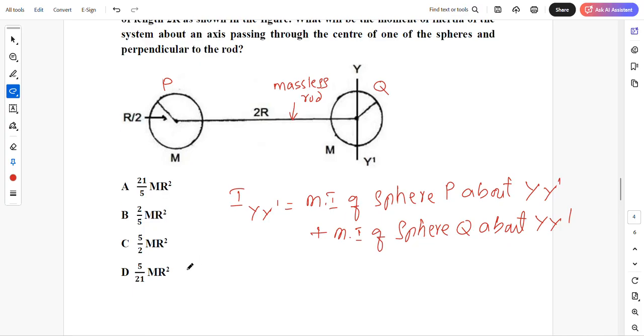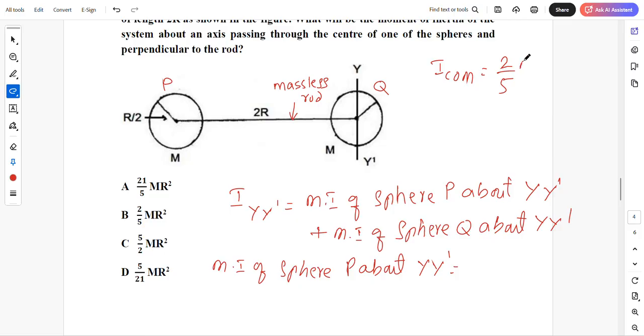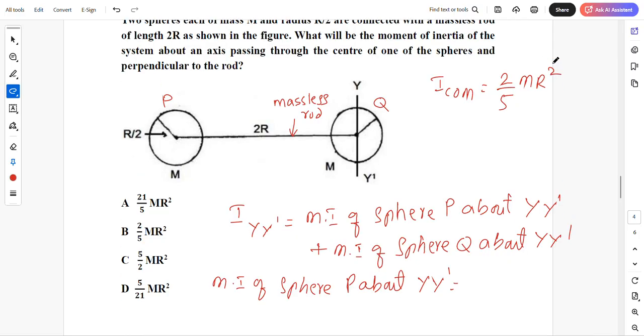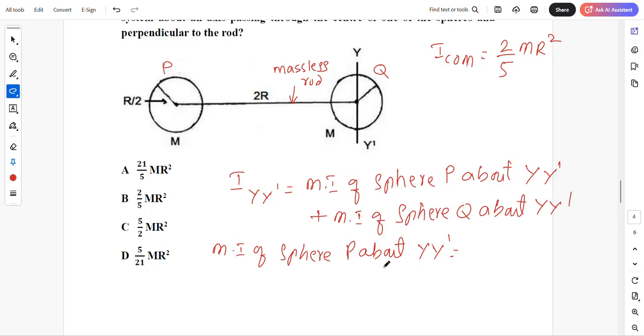Two spheres are there. What is the moment of inertia of sphere P about y'? How much is I_COM here? For a sphere, how much is I_COM? That is equal to 2 by 5 m r square. For a sphere you have to remember this one: 2 by 5 m r square. That gives the moment of inertia of sphere P about y'.